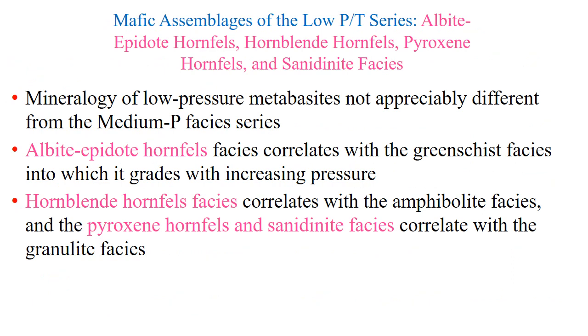The mineralogy of low-pressure metabasites is not appreciably different from medium-pressure facies series. Albite-epidote hornfels facies correlate with the greenschist facies, into which it grades with increasing pressure. Hornblende hornfels facies correlates with the amphibolite facies, and the pyroxene hornfels and sanidinite facies correlate with the granulite facies.